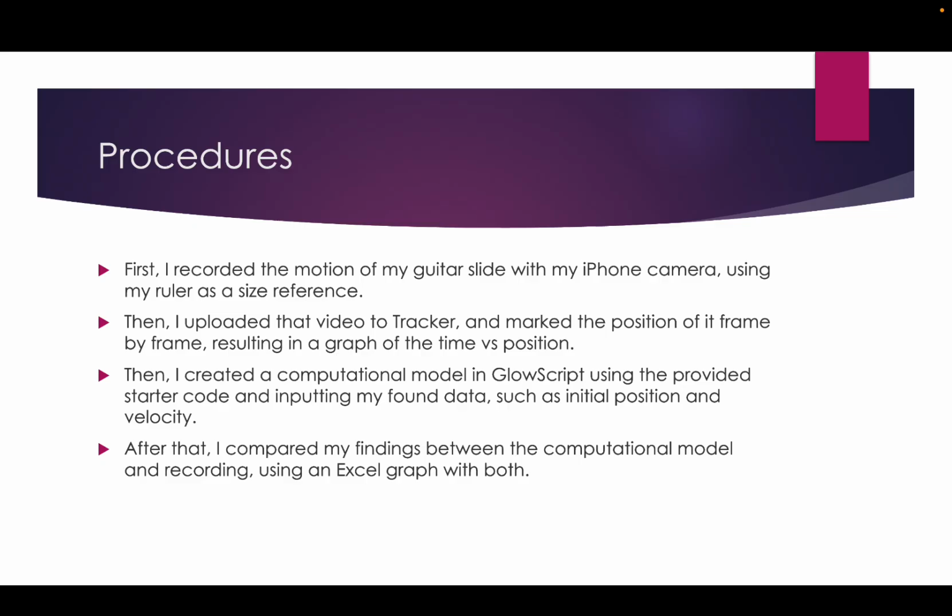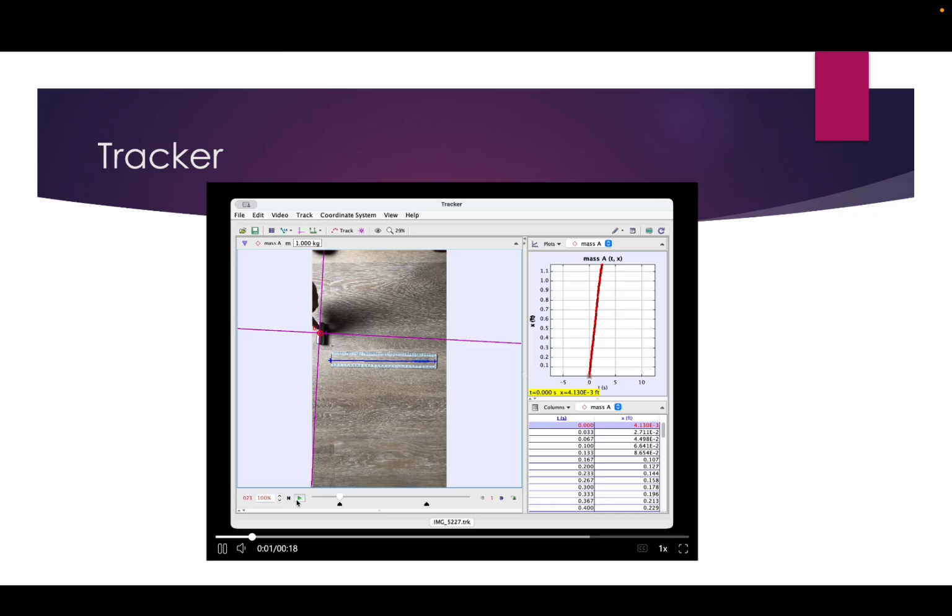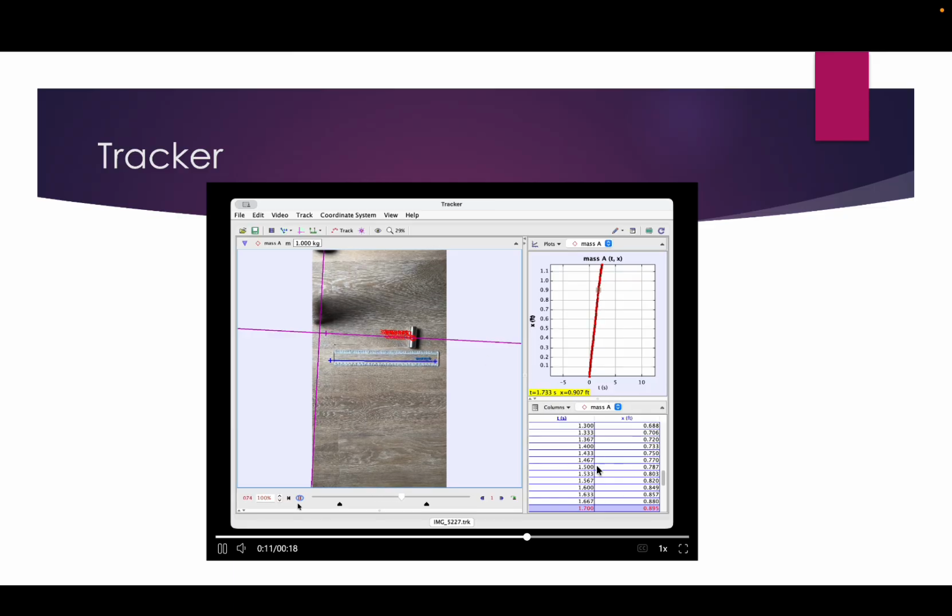Then, I created a computational model in GlowScript using the provided starter code and inputting my found data, such as initial position and velocity. After that, I compared my findings between the computational model and recording using an Excel graph with both. Here's a short video demonstration of my Tracker. We can see the little red dots are each of the positions that I marked frame by frame. And here on the right side is the graph of the position versus the time.